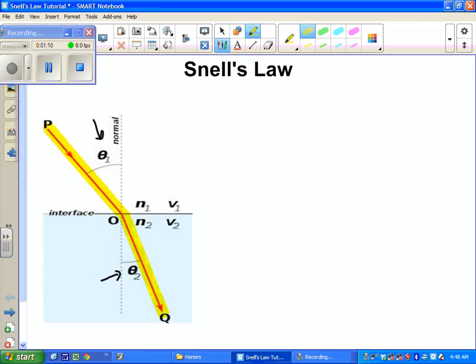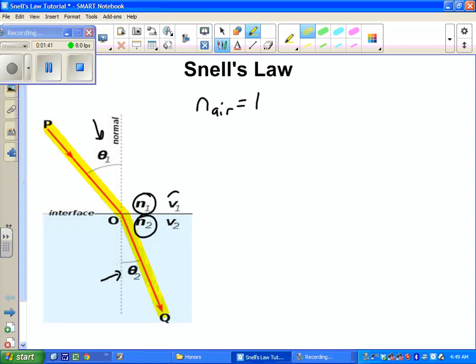So we also have these other letters over here. We have N1 and N2. And N1 and N2 are basically constants that are a property of the material. So those are numbers we can look up. The one that the system is based off of is air, and N for air equals 1. So that one you should know. The rest of them, they will be given.